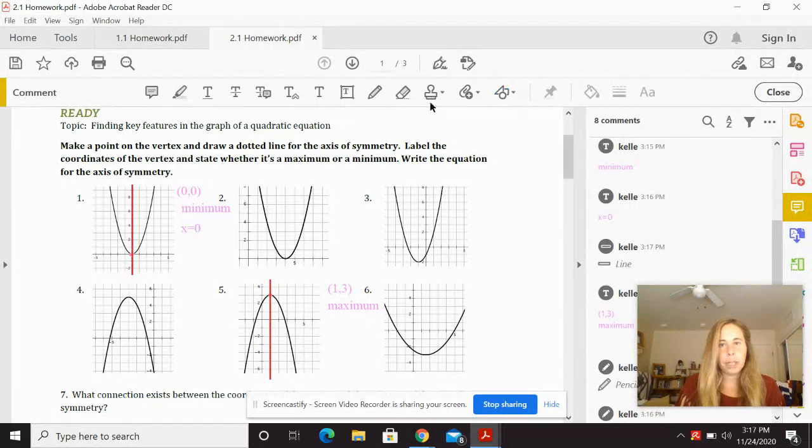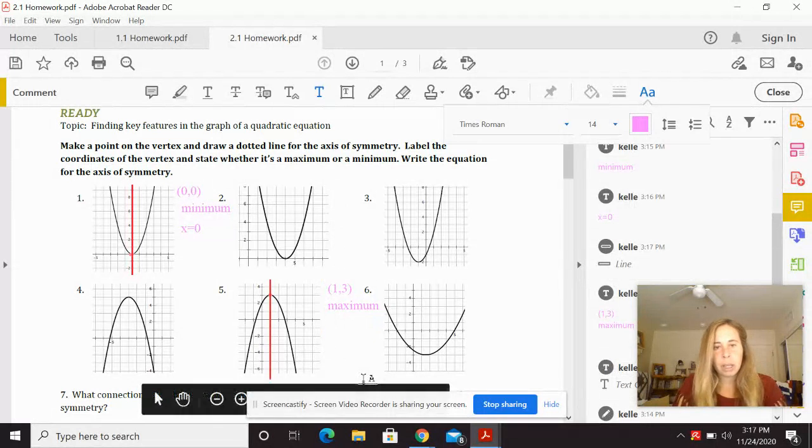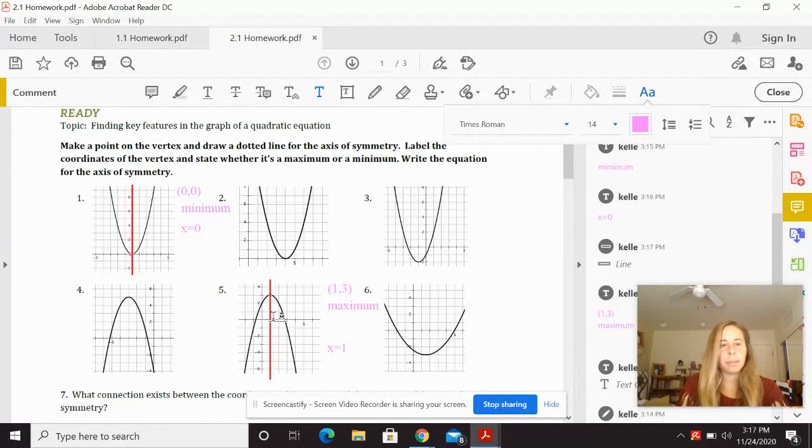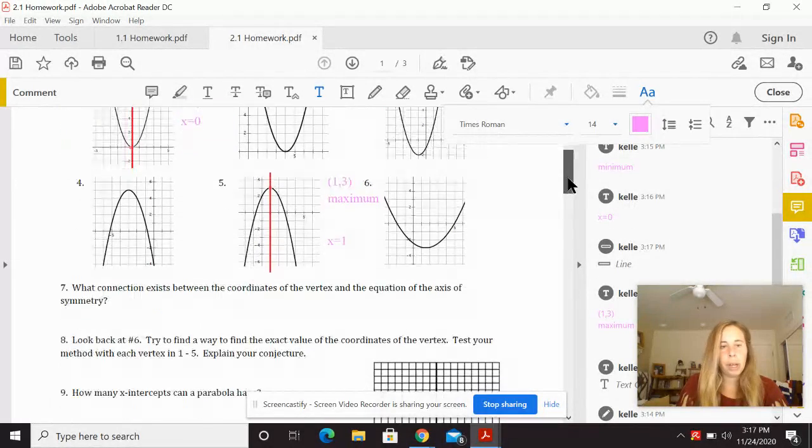So then let's write the equation. So what that is, x equals 1. On this whole line, x is equal to 1. This whole line. So your equation is just x equals 1. Is that everything? Yes. Okay. Cool. Moving on.